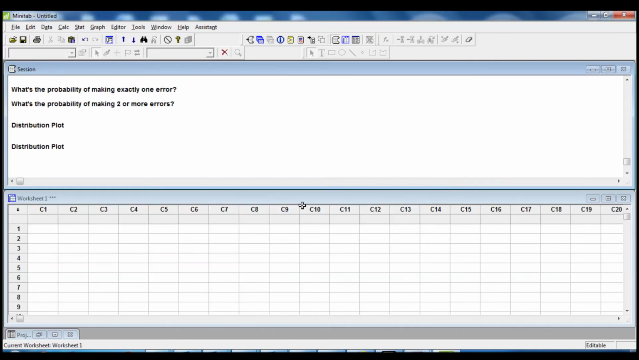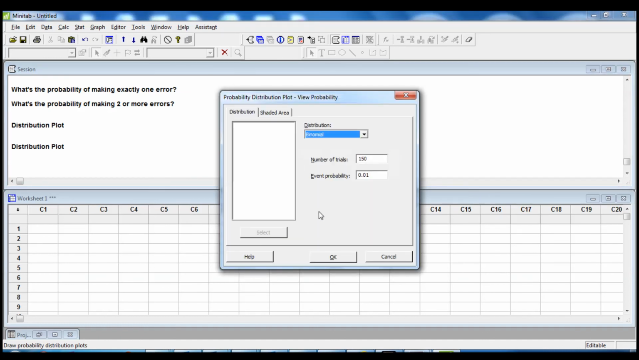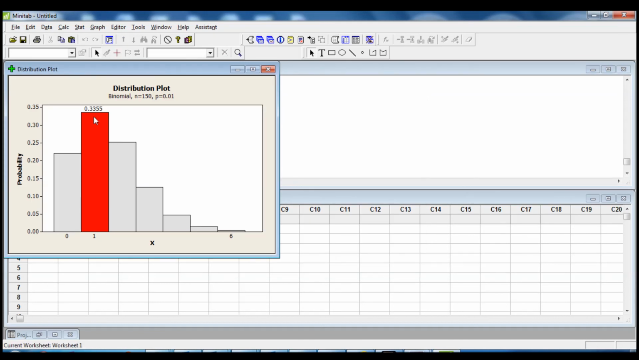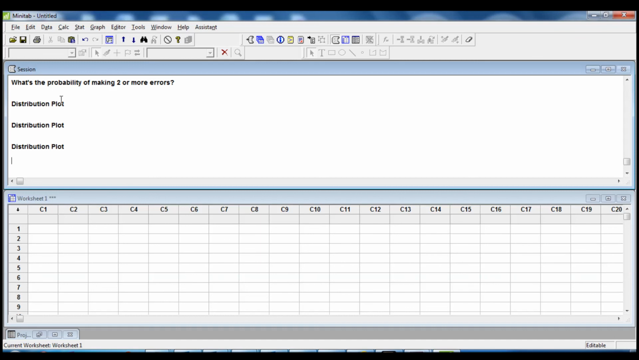The third part of the exercise is, what's the probability of making exactly one error. So we go into Graph, Probability Distribution Plot, View Probability. Okay. Shaded Area. So we want a specific value. It's only one error. So again, we click on Middle and we fill in the two boxes with 1 and 1. When we click OK, we can see that the probability is 33%, 0.3355.